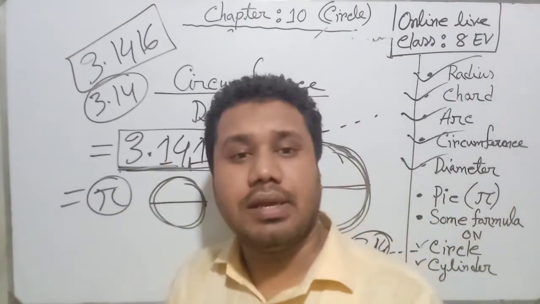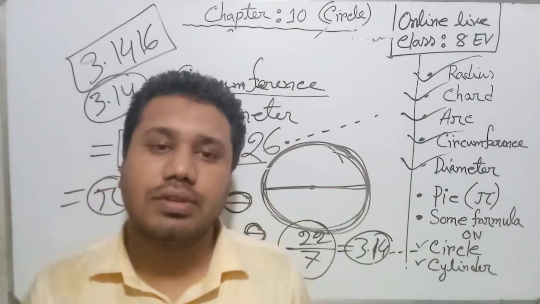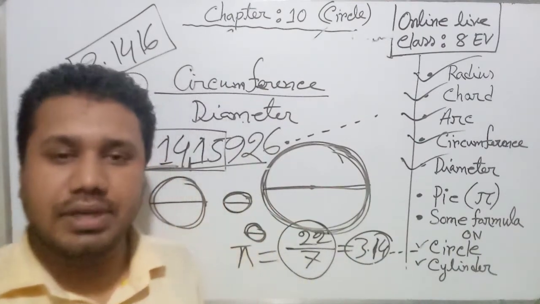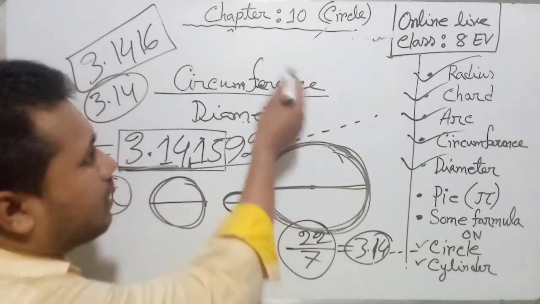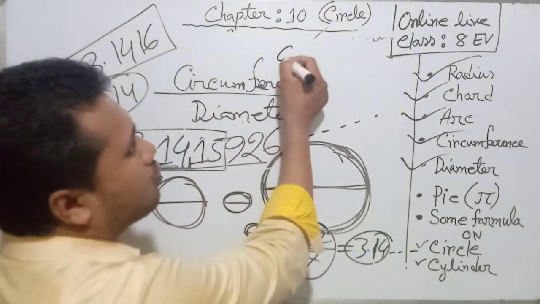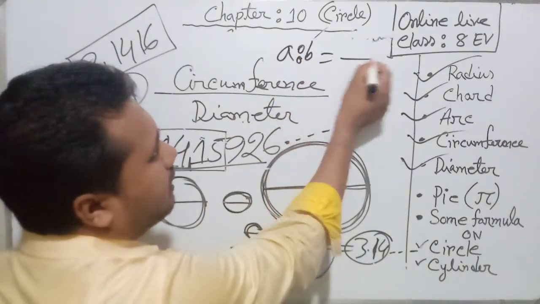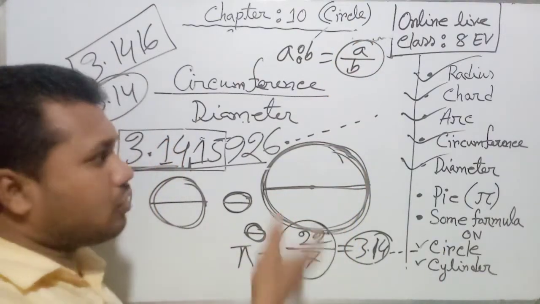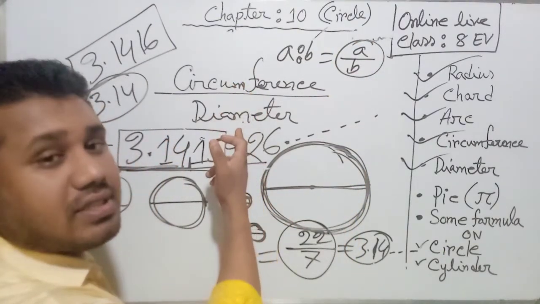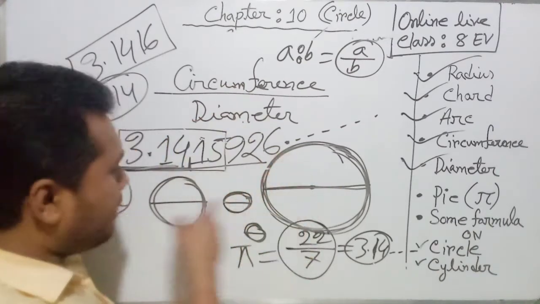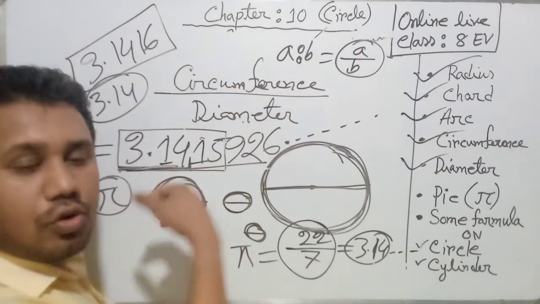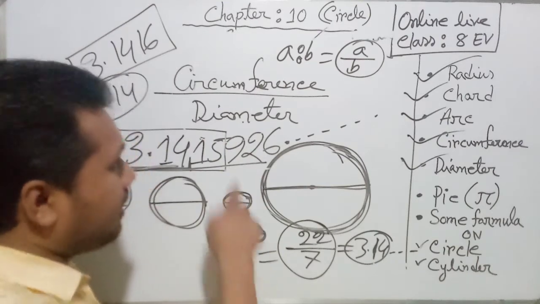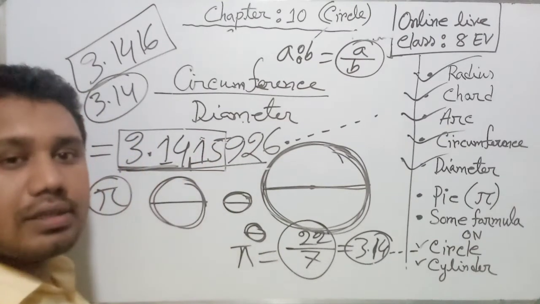So what is pi? Pi is the ratio of circumference and diameter. We know division is one kind of ratio. A is to B, we can say A by B, so A by B is a ratio. So the ratio of circumference and diameter of a circle is called pi. When we divide circumference by diameter, we get pi.